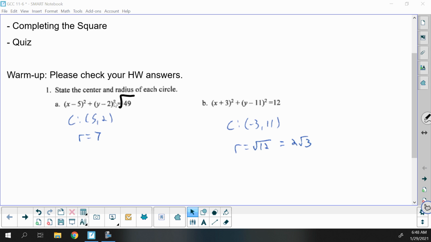In B, opposite signs for the center, negative 3, positive 11. Your radius is square root of 12. So you could either write square root of 12, or if you do a factor tree, that's 2, 2, 3. So 2 goes out front. Now in a multiple choice, you would have to be comfortable knowing that they could have it expressed either way. So if you're writing square root of 12 and you don't see square root of 12, you might have to simplify that.